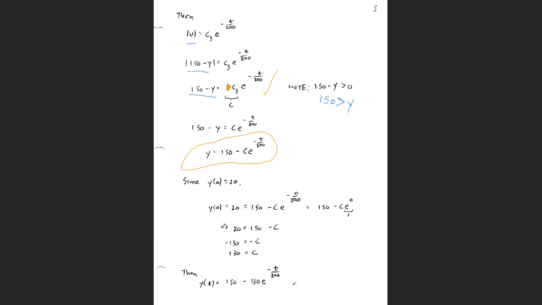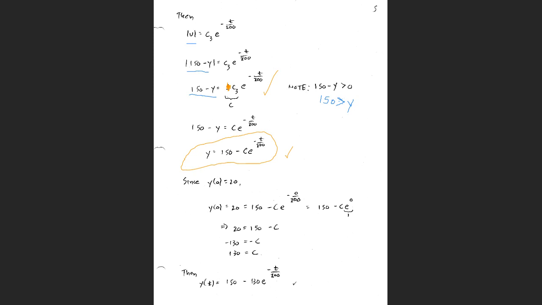Y will equal 150 minus that constant C times e raised to the power negative t over 200. Okay, and you notice I'm not using decimals here. WebAssign likes exact answers. So you want to do these problems being exact. Okay, we can use a fraction here, right?